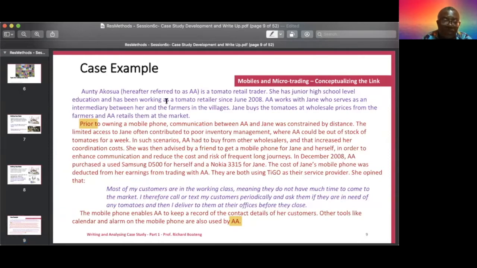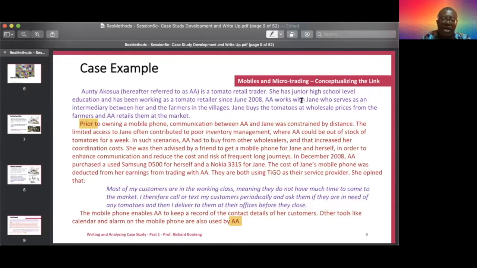Now, why is the context important? Qualitative studies depend on context. We don't separate the phenomenon from the context. So it means that anytime somebody is carrying out a qualitative study, a rich description of the context has to be given to us so that we know and appreciate the context in which the case is taking place. So when I say that AA can send text messages, can use the mobile phone in a particular way, you can believe it because you know who AA is. You know that she's involved in the business and she has some level of education.